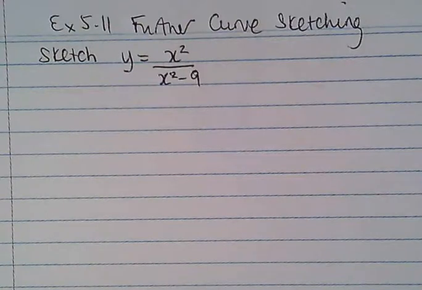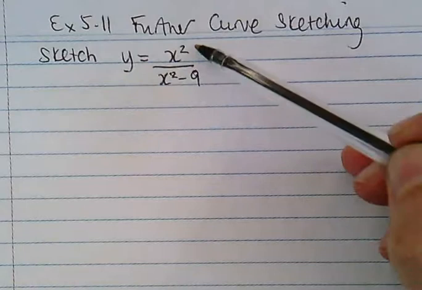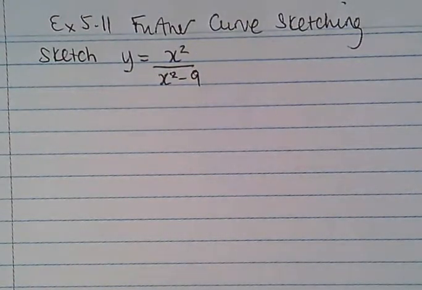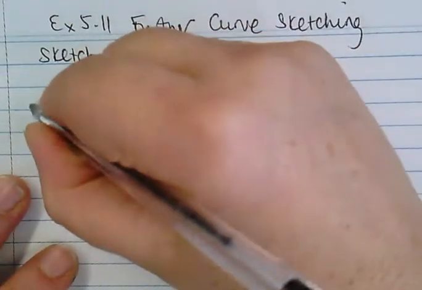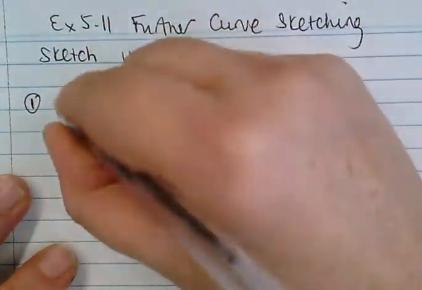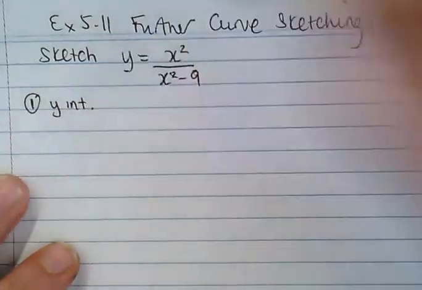This curve sketching exercise 511: sketch the following function, y equals x squared over x squared minus 9. Whenever we sketch functions, it's a really good idea to know the x-intercepts and y-intercepts first. So let's do the y-intercept first. Let's work out the y-intercept.